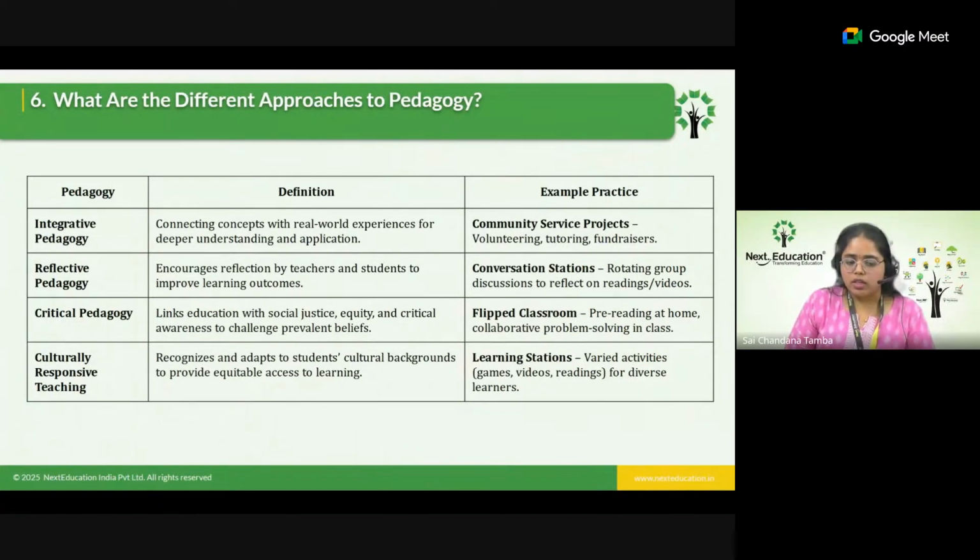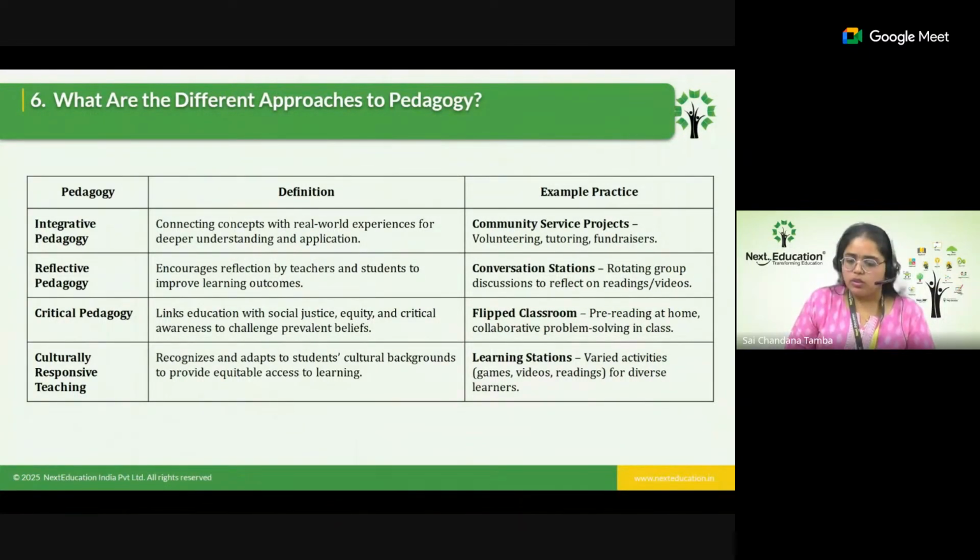Next is culturally responsive teaching. This is a kind of teaching pedagogy where the teacher keeps in mind the different cultural backgrounds of the students, and tries to adapt to it and make the students understand the concept which has been taught. This is mainly for equitable access to learning, so that no one is kept as a backbencher, and everyone is given equal access to learning by keeping their cultural background into the picture.